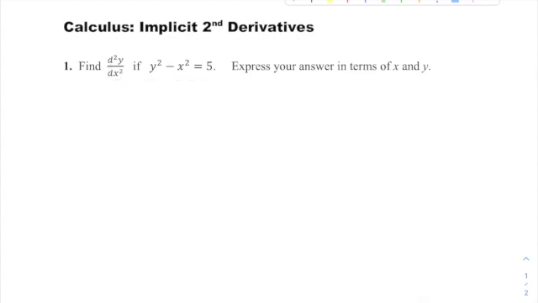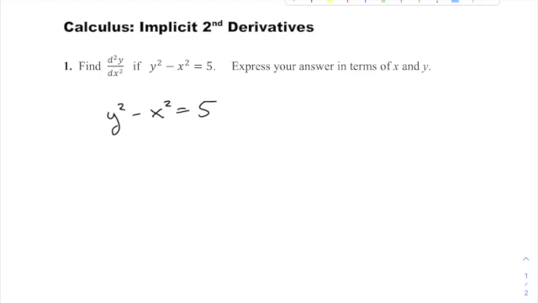And notice this that is tacked on. It says express your answer in terms of x and y. And we'll see why that kind of becomes important. But hey, we're going to start like we always do. You can't jump to the second derivative without finding the first derivative, right?